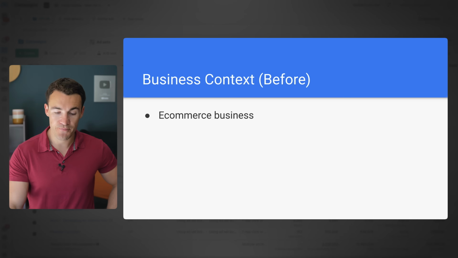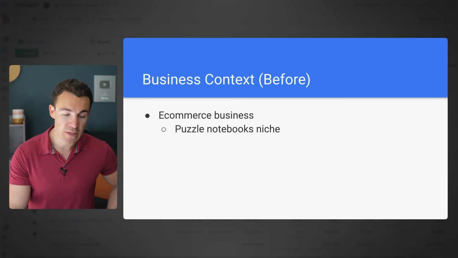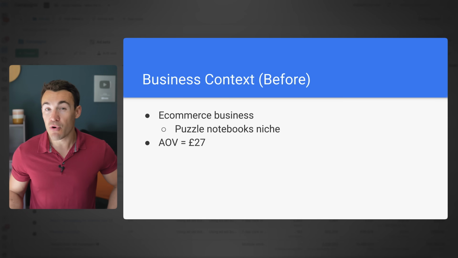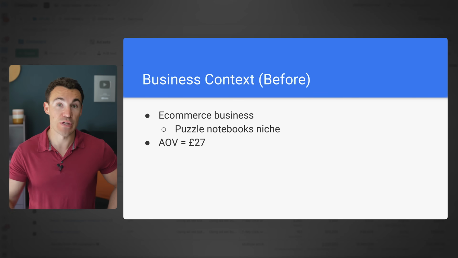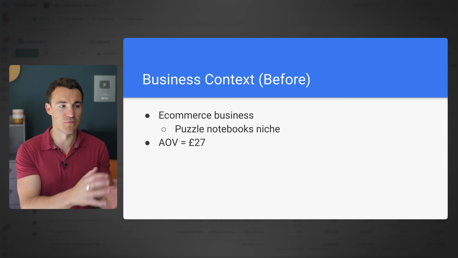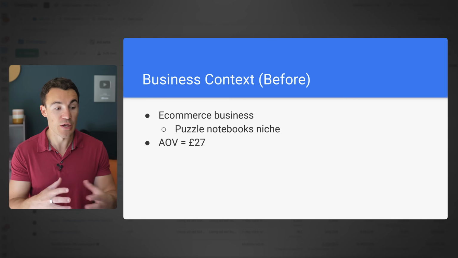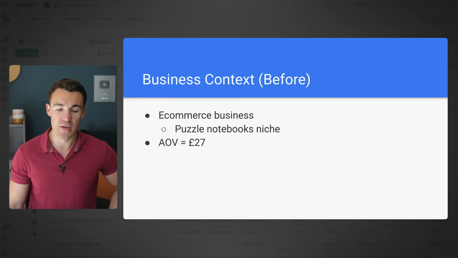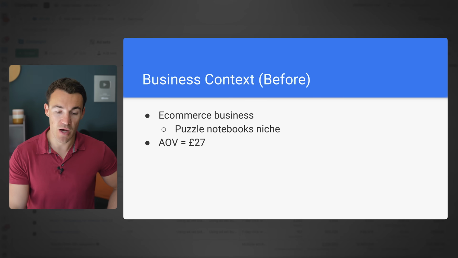So an e-commerce business operating in quite a specific niche, the puzzle notebook niche. Some interesting things about that industry. So average order value, AOV, is pretty low. For this business, a UK-based business, it was £27. That's actually reasonably high for that industry because you think, well, how much are you going to spend on puzzle notebook type products? This business had done a good job of increasing their average order value from about £20. So they'd actually done that quite well, even though that's relatively low in comparison to other businesses.